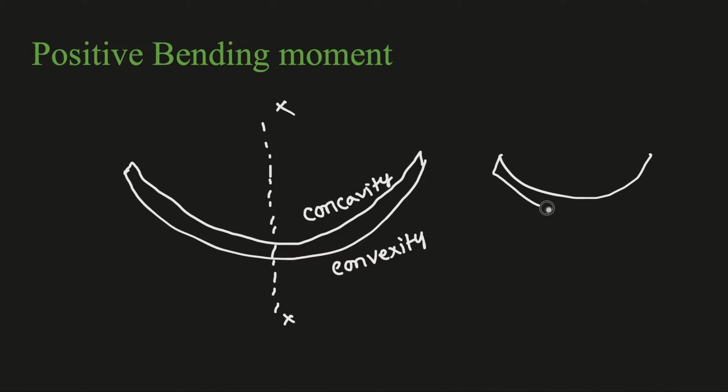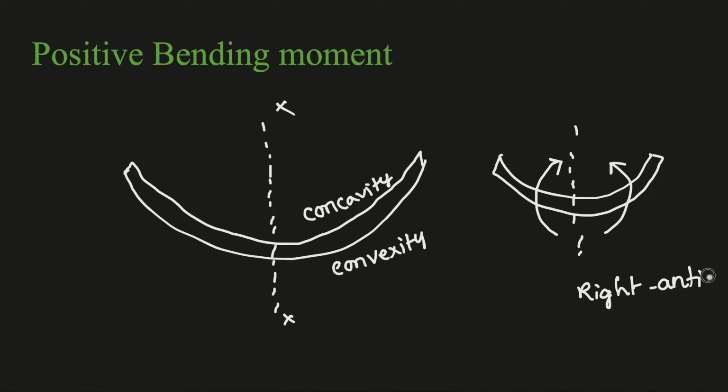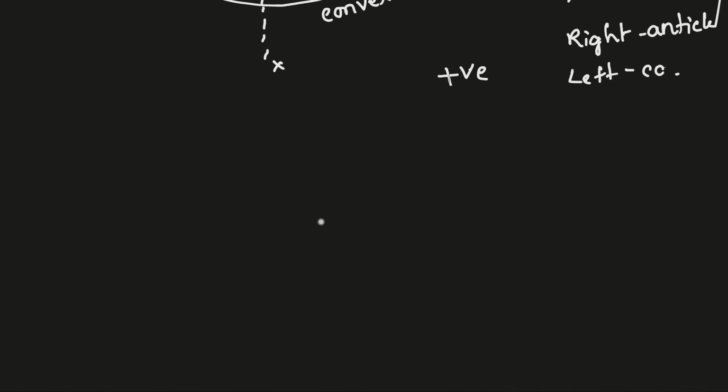Another explanation is there. When the beam is bending like this, with a section, this is the right portion. When the right portion moments are anti-clockwise and left side moments are clockwise, right anti-clockwise, left clockwise, then we can say there is a positive bending moment. Another very interesting thing to remember in bending moment sign convention: if the beam is bending like this, that is called sagging. Positive bending moment we generally call sagging.